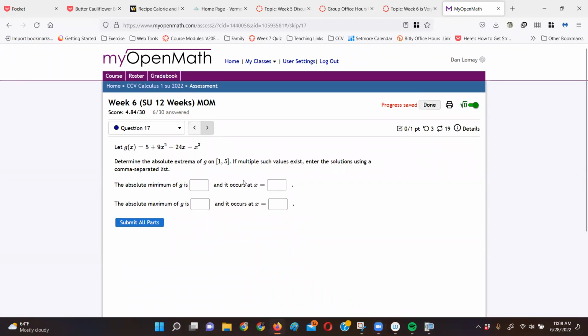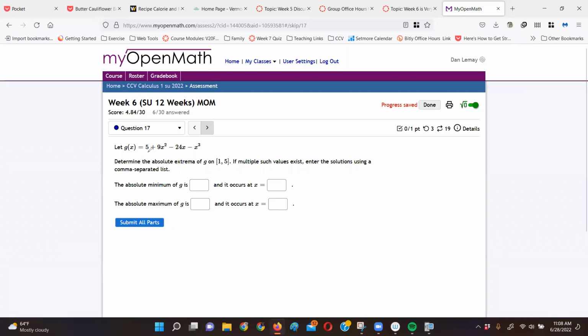All right, another cubic function. Maybe I should do this ahead of time because it's a cubic function. I don't know. I'm gonna take a risk and do this without doing it ahead of time. Let's just see how I do.